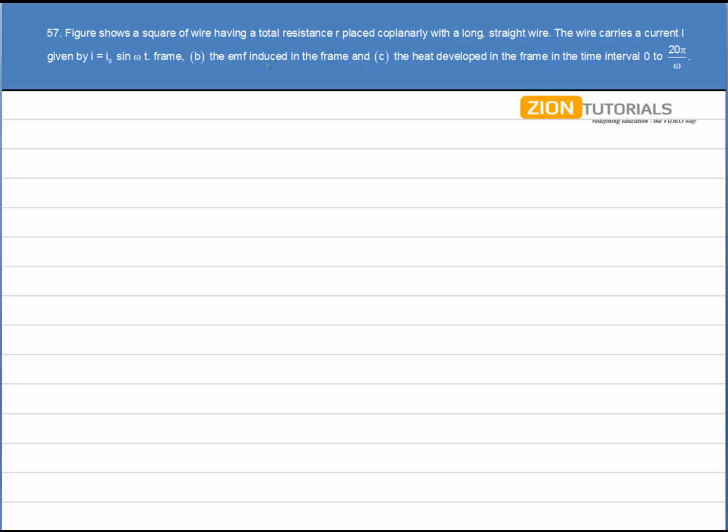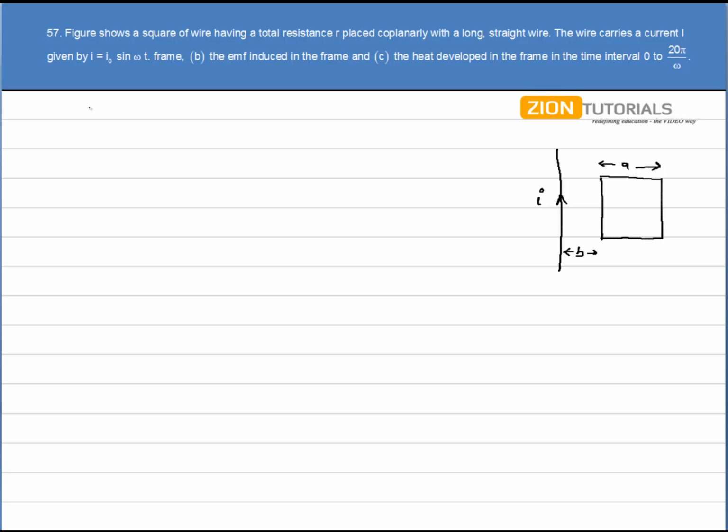The figure shows a square loop of wire having total resistance R that is placed coplanar with a long straight wire. Let's say this is my straight current carrying conductor, and a square loop having a resistance R. This distance is B, edge length is A, and this is the current I. Now, in the first case, we have to calculate the EMF induced in the frame.